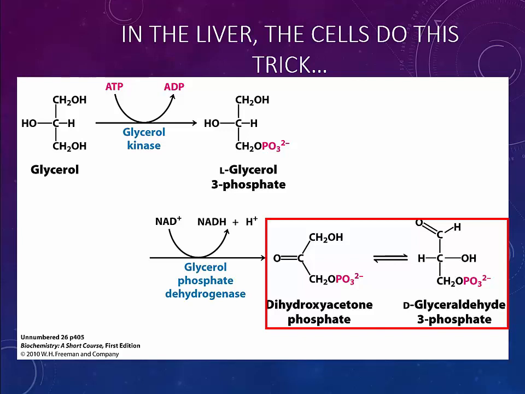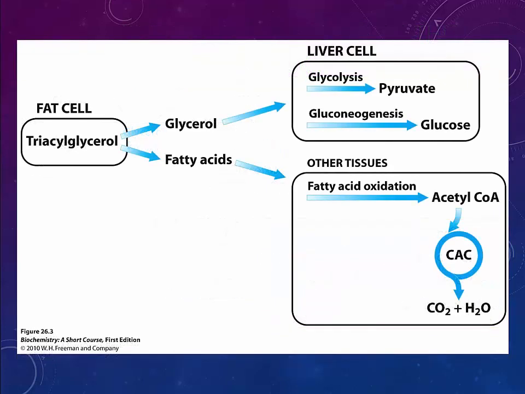The next enzyme, triose phosphate isomerase, converts dihydroxyacetone phosphate to glyceraldehyde 3-phosphate. Pay very close attention to these two molecules. You'll see them again as they are used in glycolysis. Here's a general overview of what's going to happen.